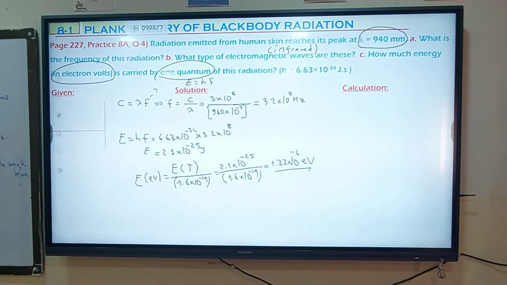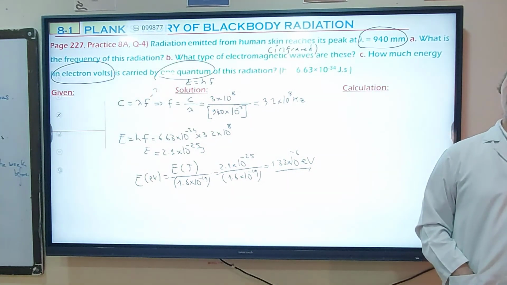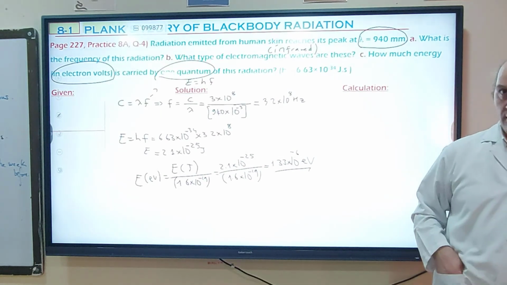So this is all about Planck's model. Tomorrow we will continue with the photoelectric effect. And most probably we will finish this section tomorrow.